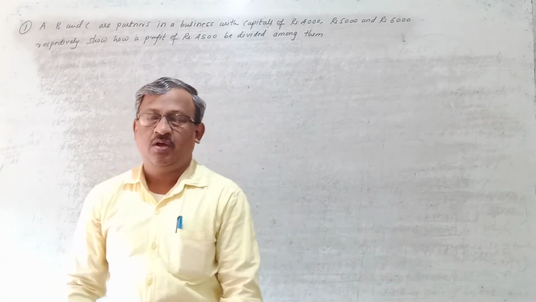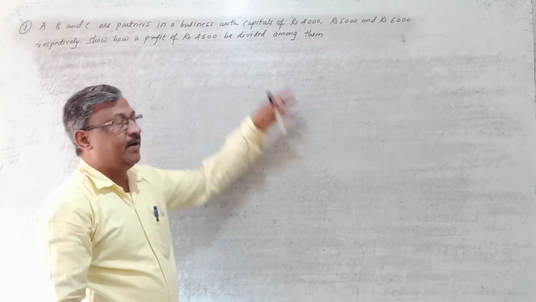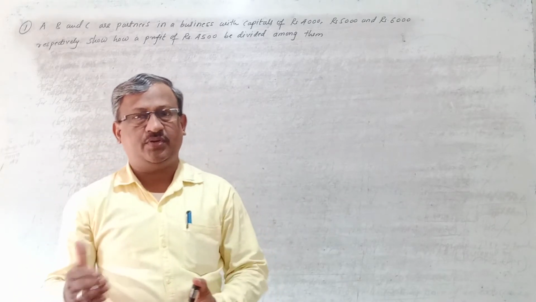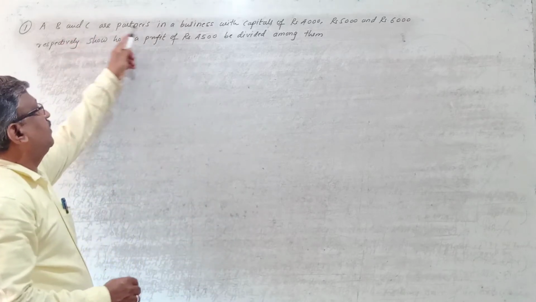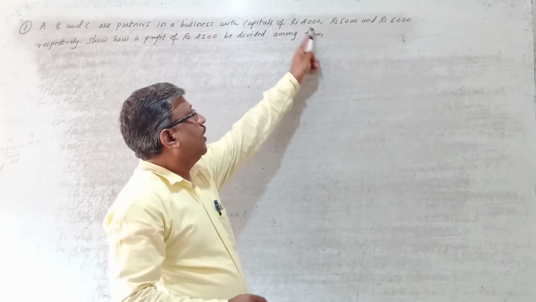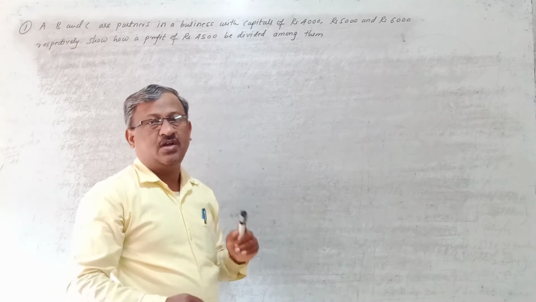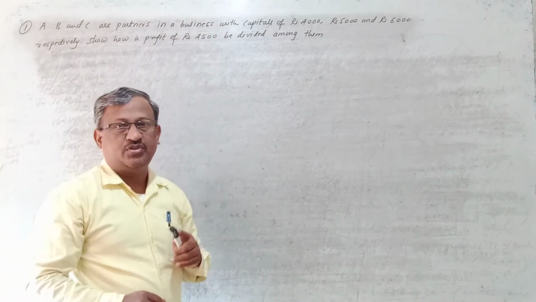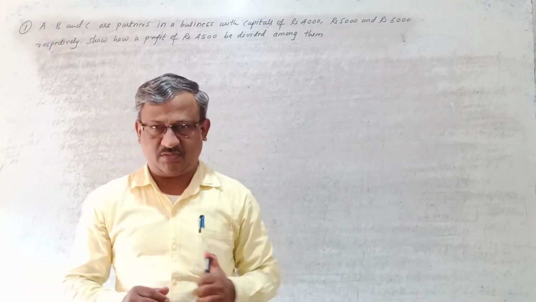What have they asked here? Show how a profit of rupees 4,500 should be divided among them. How will we distribute this profit, and among how many? Three partners, A, B and C, with capitals of rupees 4,000, 5,000 and 6,000. A has invested 4,000, B has invested 5,000 and C has invested 6,000. By the end of the year, they have earned a profit of rupees 4,500. So how do we distribute this profit among these three partners?